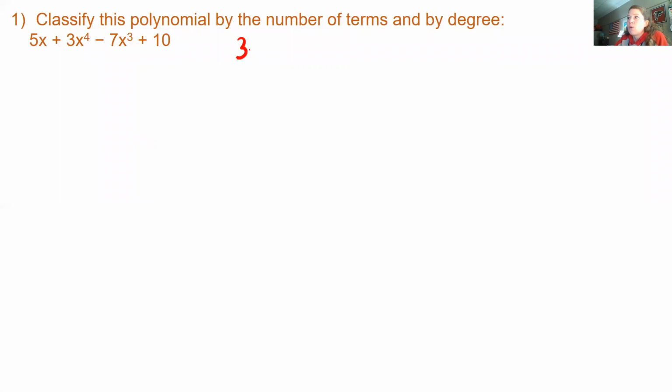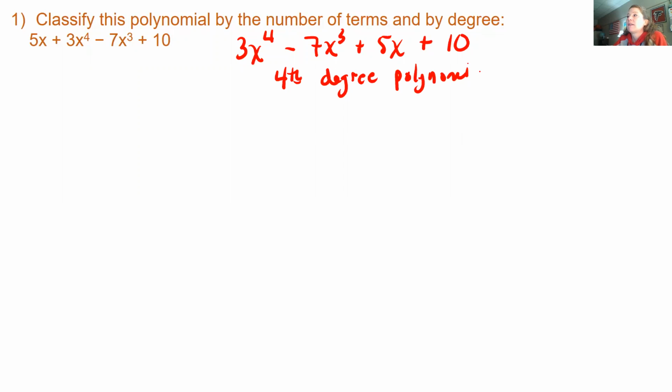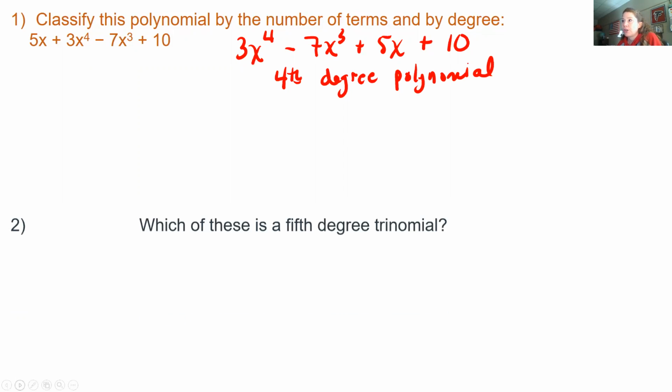And then you need to put them in order by the biggest exponent to the smallest exponent. So we've just ordered this polynomial. Like I said, there's 4 terms, so we're just going to call it a polynomial. And since the biggest exponent is 4, we would say it's a 4th degree polynomial. Alrighty, 4th degree polynomial.